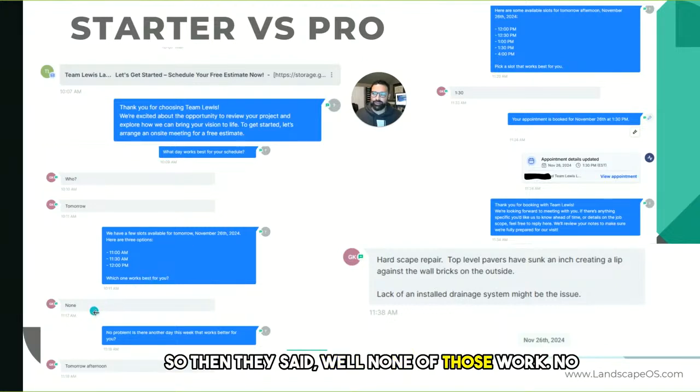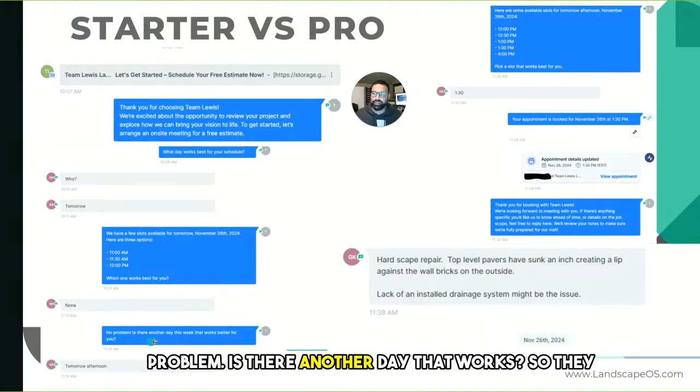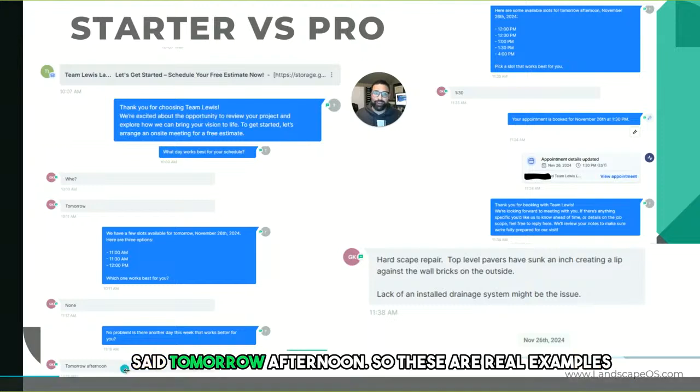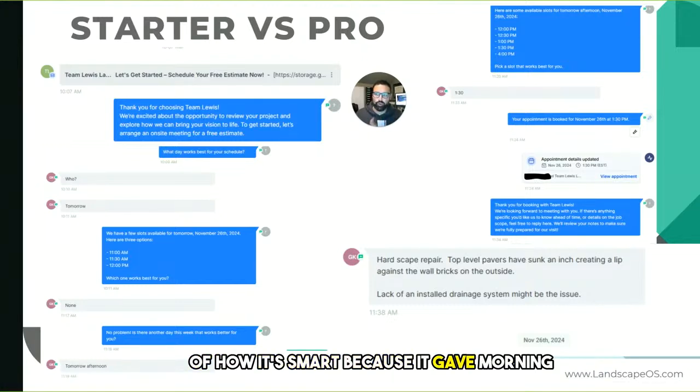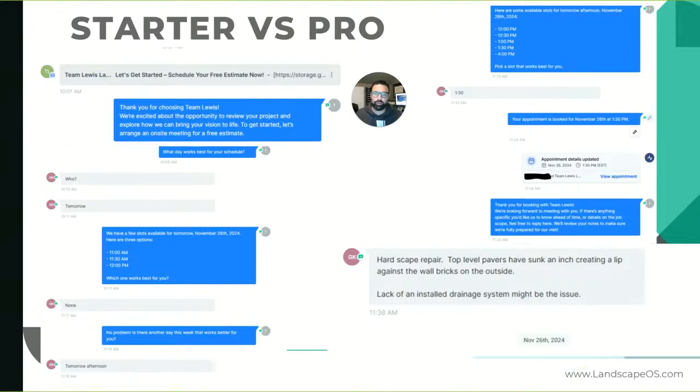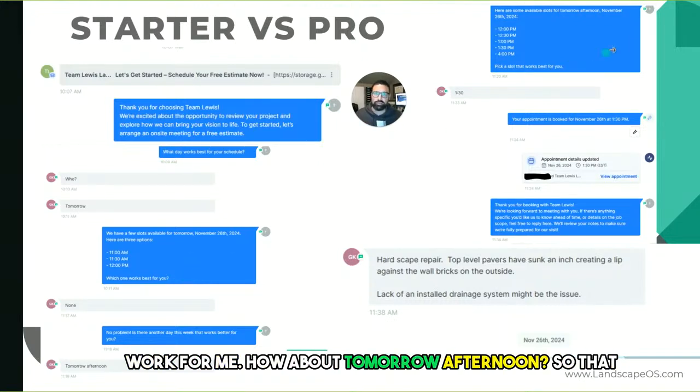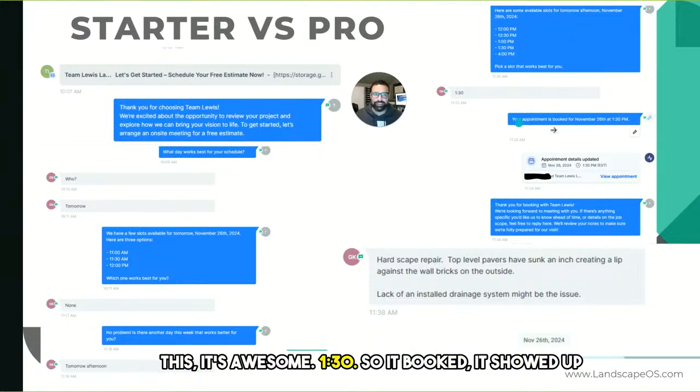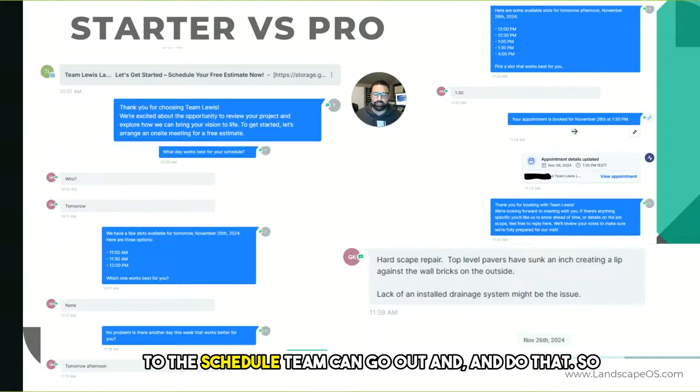So then they said, well, none of those work. No problem. Is there another day that works? So they said tomorrow afternoon. So these are real examples of how it's smart, because it gave morning appointments and the person said, no, that doesn't work for me. How about tomorrow afternoon? So then it said, here, there's some tomorrow afternoon. I mean, it's awesome. 1:30. So it booked it, showed up to the schedule. Team can go out and do that.